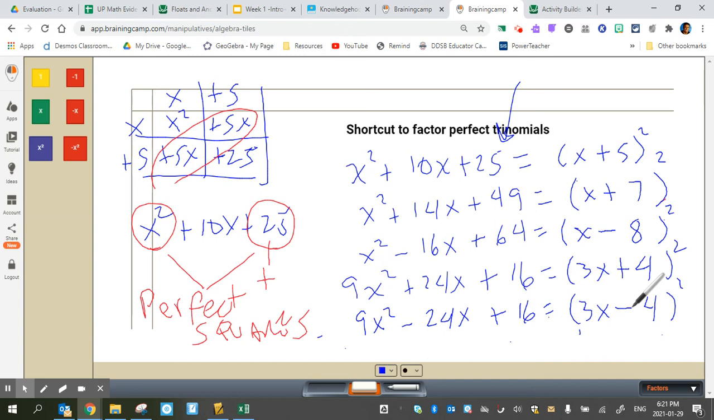So I hope you can see how easy it is to factor perfect trinomials with this shortcut. So remember, the key part, of course, is to recognize them. And once we recognize that this is a perfect trinomial, the methodology is very friendly. And we can easily verify, going in the opposite direction, that this works. So this methodology will be useful later when we are thinking about completing the square.